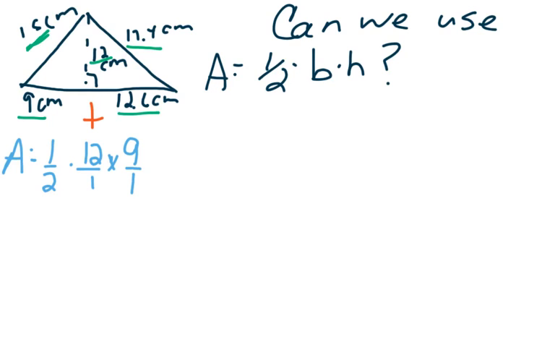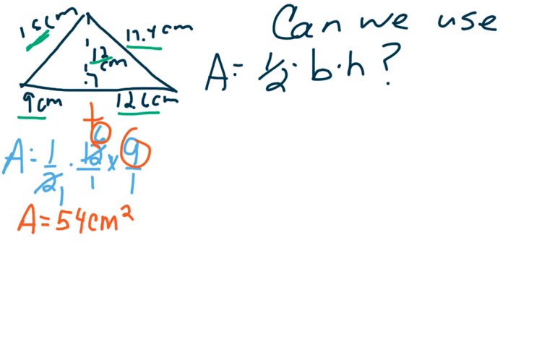Okay, and I can actually make a simplification to make my multiplication a little bit easier. This 2 can become a 1, and it goes into 12 6 times. So now all we are left with is 6 times 9. So the area of the first triangle is 6 times 9, which is 54. Our unit is centimeters squared.